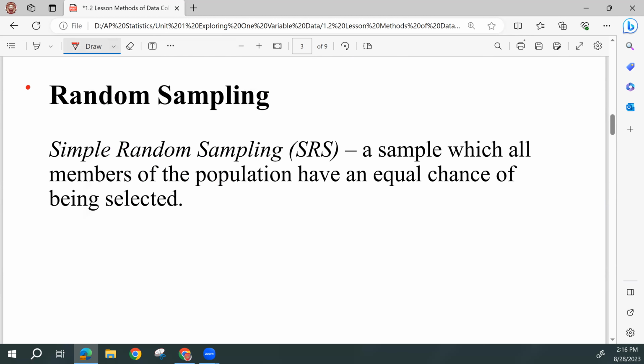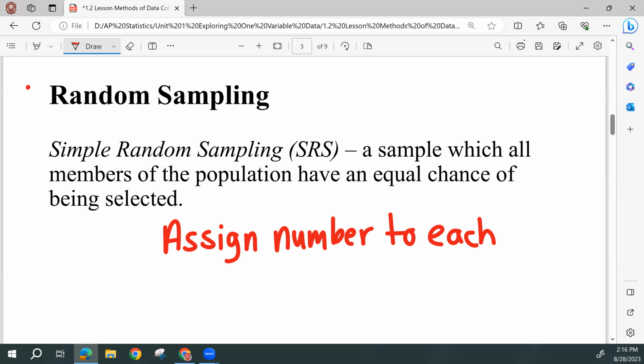So the first type of method is called the simple random sample. It's important that every member of the population of interest has an equal chance of being selected. And so the way that we do that is we assign a number to each individual. The easiest, most accessible example for us is a student number. We can assign every student an ID, a 6-digit ID number. I think they're 6 digits. My badge number is 6 digits. If it's 5, that's all right.